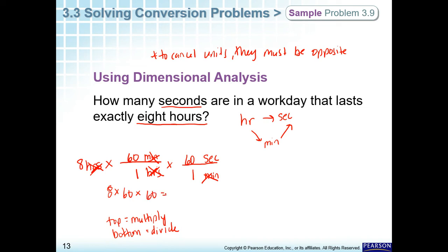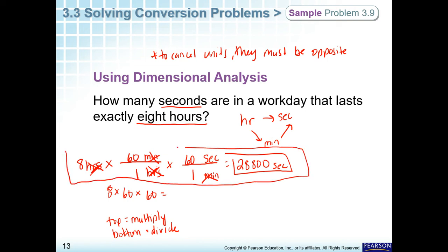So when you plug in 8 times 60 times 60 in your calculator, you should get 28,800, and don't forget your unit, which is seconds. If you're struggling with this, please make sure that you guys come ask for help. This is the setup I'm going to expect to be on your guys' homework. Don't solve it algebraically. I want to see this setup and crossing out.